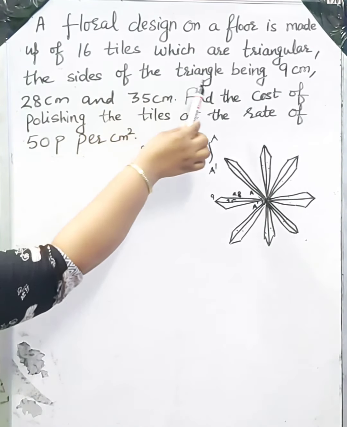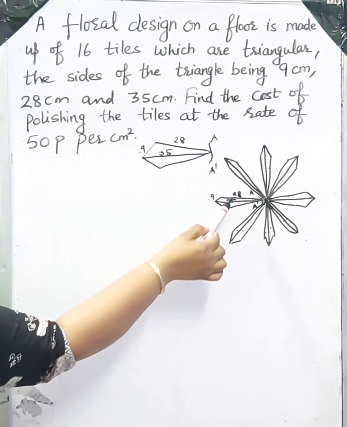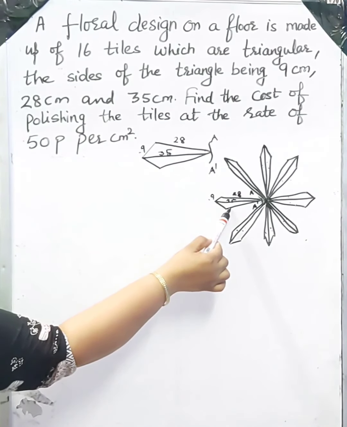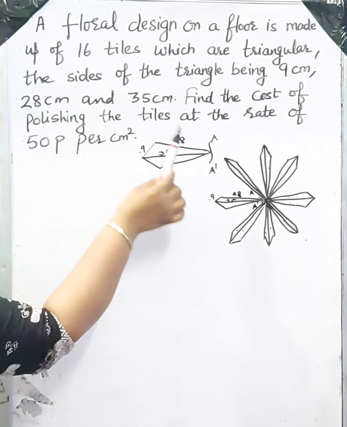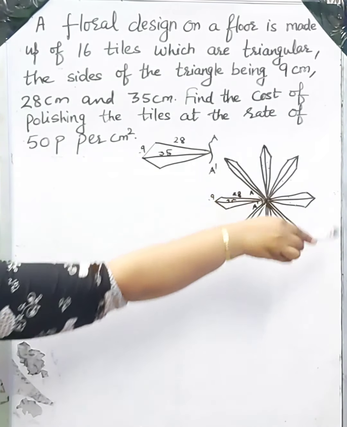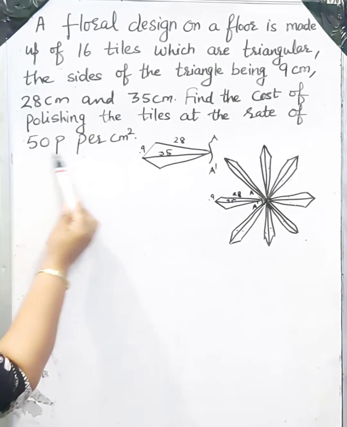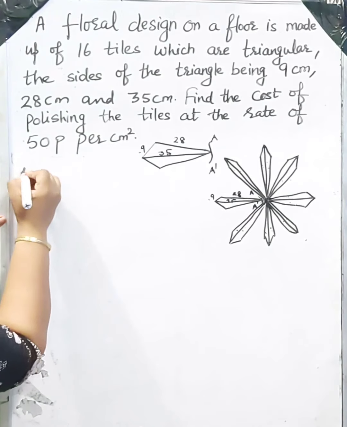The sides of the triangle being 9, 28 and 35 centimeter. Find the cost of polishing the tile. Find the cost of polishing the 16 tiles at the rate of 50 paise per centimeter square.